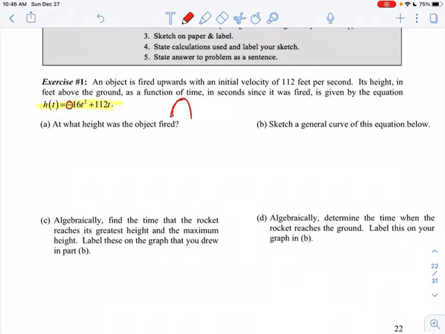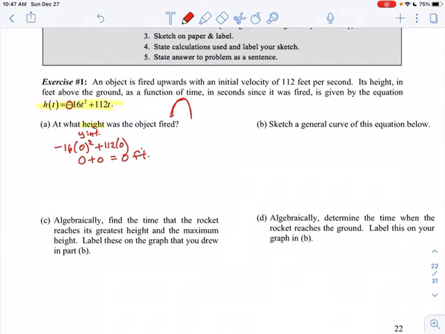At what height was the object fired? I have the word height there, so I'm really talking about my y-intercept. So I'm going to plug in 0 for x. We're going to have negative 16 times 0 squared plus 112 times 0. Well, 0 squared is 0, and negative 16 times 0 is 0, and 112 times 0 is 0. So basically, I'm talking about 0 feet. That's the height that the object was fired at.